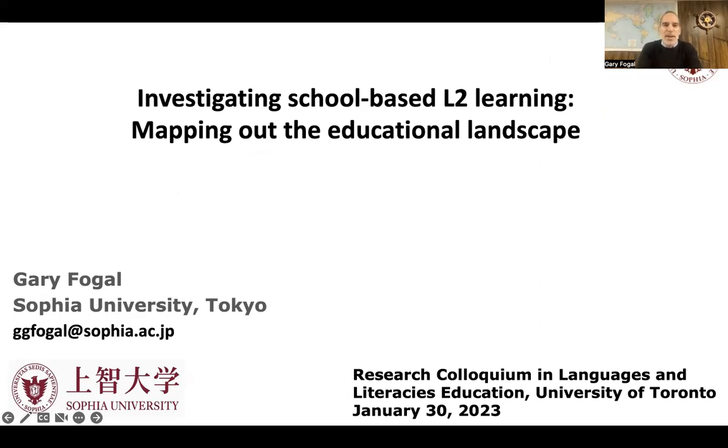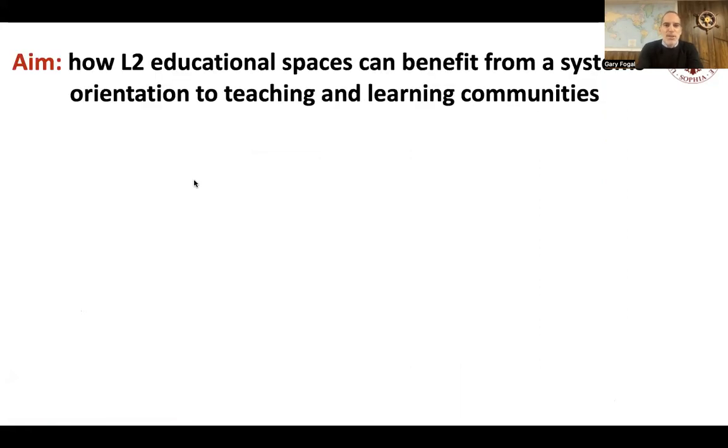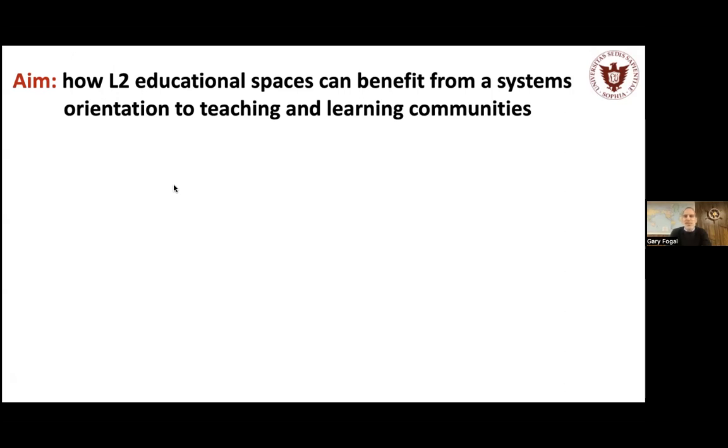So the primary aim of this evening's talk is to explore or highlight how L2 education spaces can benefit from a systems orientation or a complexity approach to teaching and learning communities. And by communities here, let's say I mean a wider swath of the educational landscape than is often considered in classroom-based research. That is, moving beyond the classroom to see how we can incorporate other stakeholders and often overlooked variables, what some will call, and I'll later refer to as environmental variables, how we can get these into our thinking about what informs and what potentially drives L2 development.